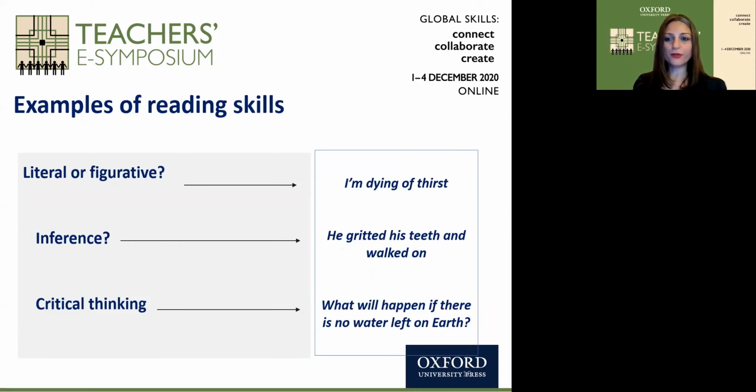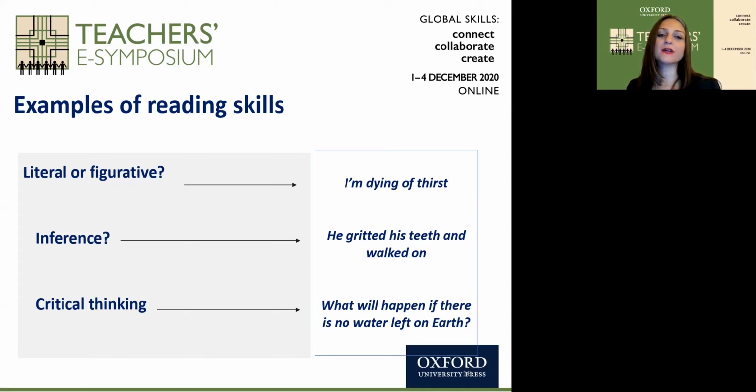Examples of reading skills. So, for example, if you're teaching literal or figurative reading skills, we might want to give them examples like this one, I'm dying of thirst, and then ask a close-ended question, such as, when someone says, I'm dying of thirst, are they really dying? And students will say, no. This is a yes or no answer, a close-ended question. Why are they saying I'm dying of thirst? What does it show us? A little bit of inference is required to scratch the surface and understand that they're exaggerating to show their desperation.